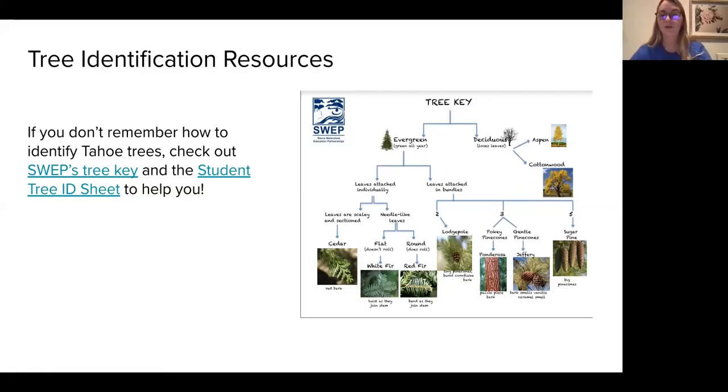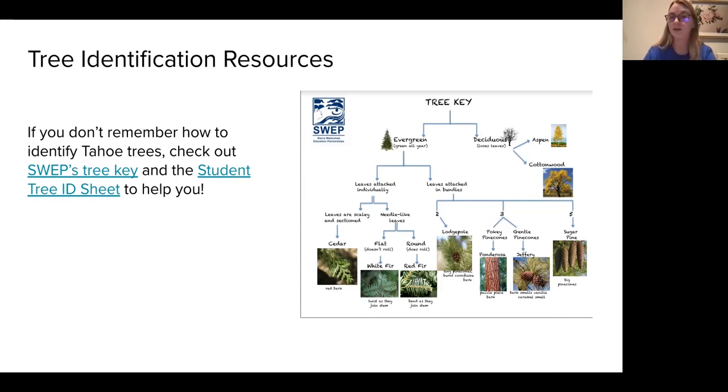So before we get into my nature walk, I just want to really briefly go over 2 resources for you, so that when you do your nature walk, you have some assistance with tree identification, because I don't expect that you're all going to be absolute pros and have all of this memory just ready to pull out of your brain once you get out into the forest, because I know that I'm giving you a lot of information right now. So 2 resources that we're providing to you are the SWEP tree key and the student tree ID sheet.